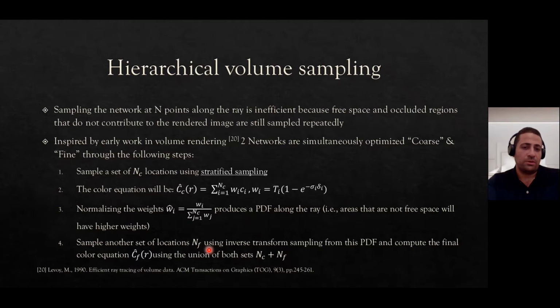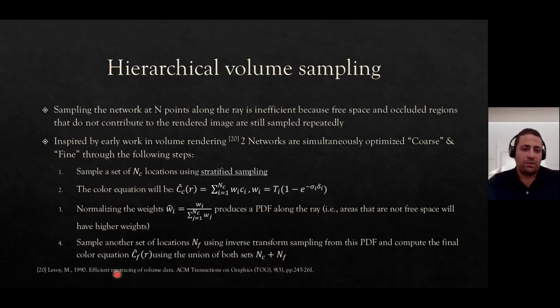So this is a number that is more than N coarse. We derive the number of samples using inverse transform sampling from this probability density function. Basically, when I have low weights, I would take fewer samples. When I have higher weights, I would take more samples. Okay, that's what will happen.